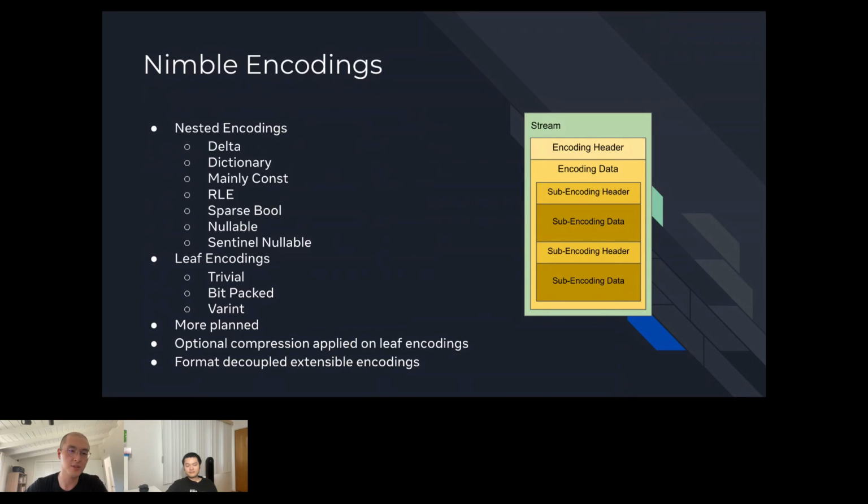This is the list of encodings that we currently support, and we're planning more. One of the most important things about the encoding is that it is format decoupled, right? You can write your custom encoding according to the API and plug it into the framework, and it works seamlessly with other encodings.